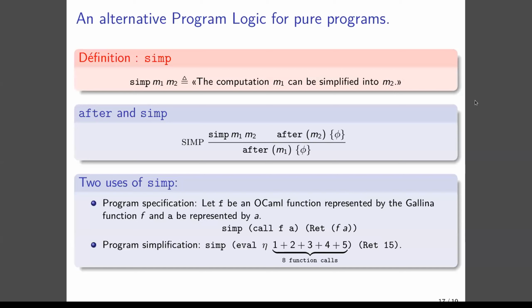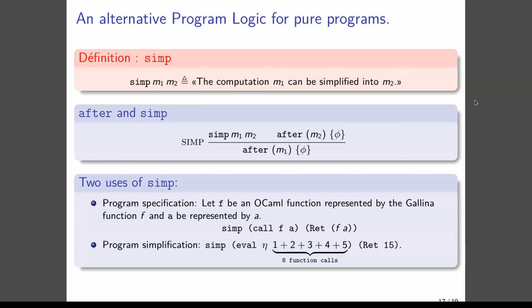So if M1 can be simplified into M2, then it suffices to prove M2 to prove M1. The main use for the simp predicate is to simplify programs, as we can see on the bottom of the screen. If you consider the expression 1 plus 2 plus 3 plus 4 plus 5, there are 8 function calls in total in OCaml, which means that there will be 9 branches to consider in a tree of program constructs. And it is not possible to work with that and to apply the rules we've seen earlier.